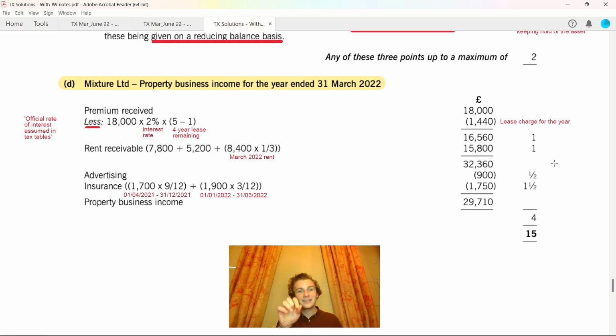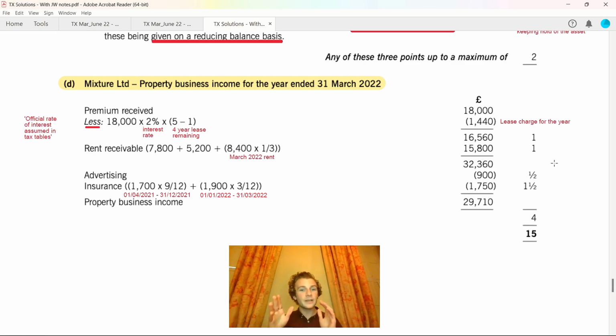The two amounts, 7.8 and 5.2, did not have to be apportioned. And then the March 22 rent was only for 1 month that fell within the current period we're looking at. So that 8,400 multiplied by a third is for the period, is for the month, should I say, of March 2022. Next areas, we had the advertising costs, which again just fell within the period, didn't have to apportion it.